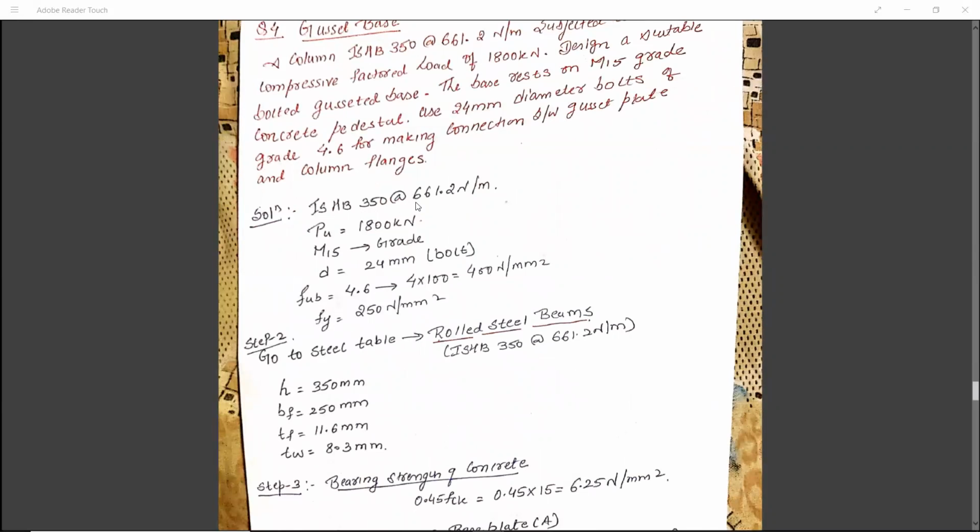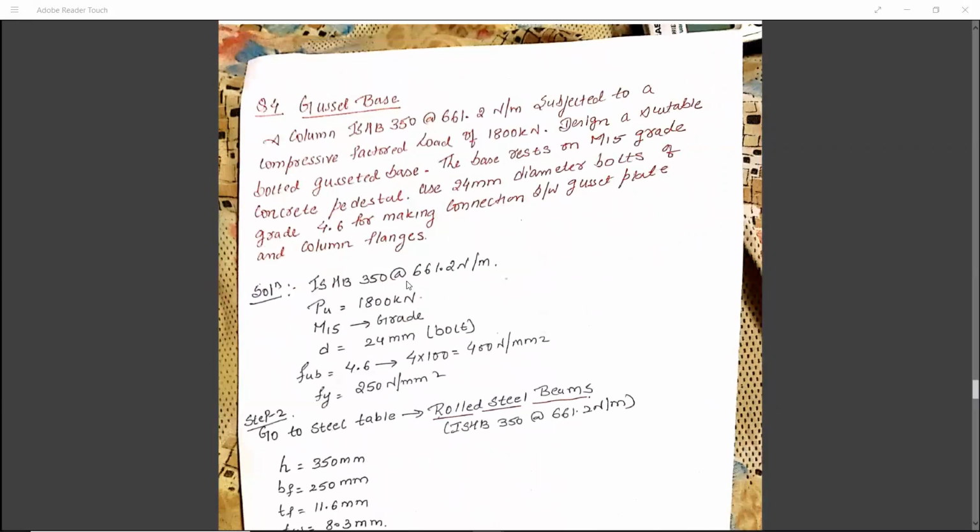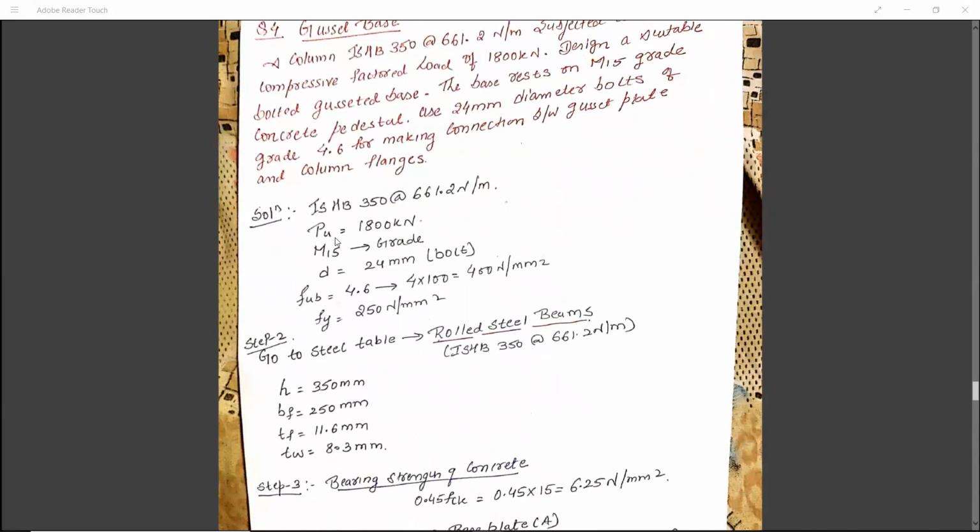So ISHB 350 at 661.2 Newton per meter. This is the section given to us. Pu is 1800 kilonewton, M15 grade, d is 24 mm, that is the bolt. So fub for grade 4.6 is 4 into 100, 400 Newton per mm square. fy is 250 Newton per mm square.